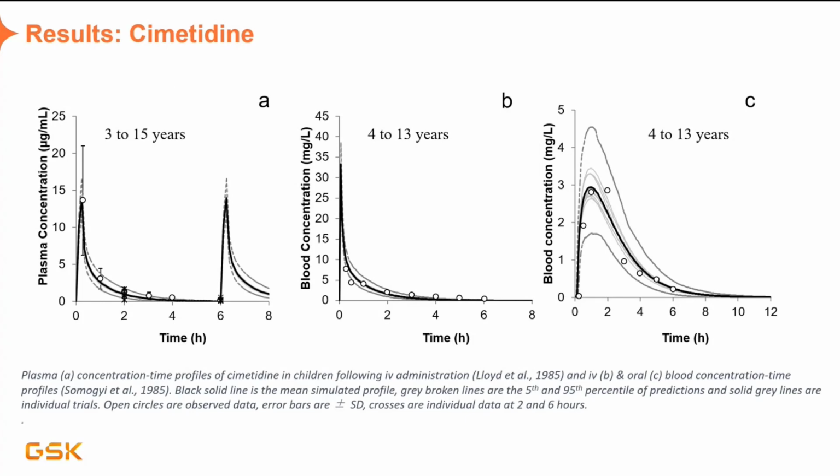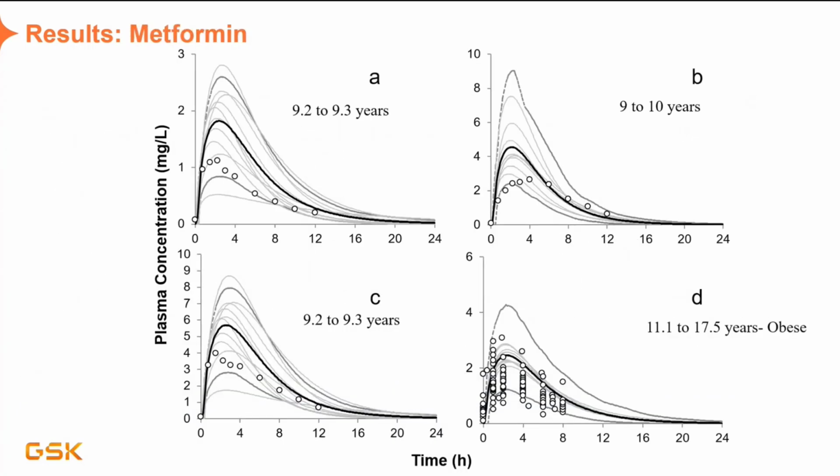Then we have the cimetidine. We have different routes here. We have the IV and we have the oral cimetidine. And unfortunately, we don't have any infants or neonate data here, but we only have the older children. The model seems to be doing reasonably well here. The next example is for the metformin.